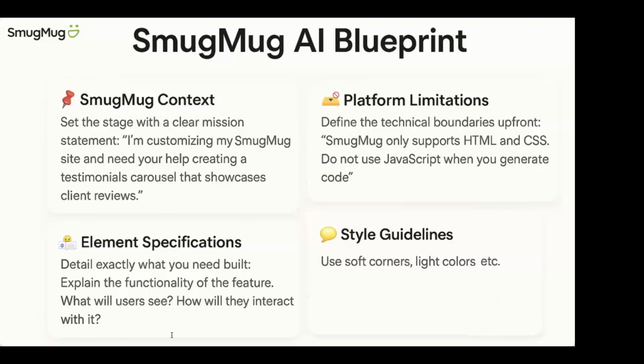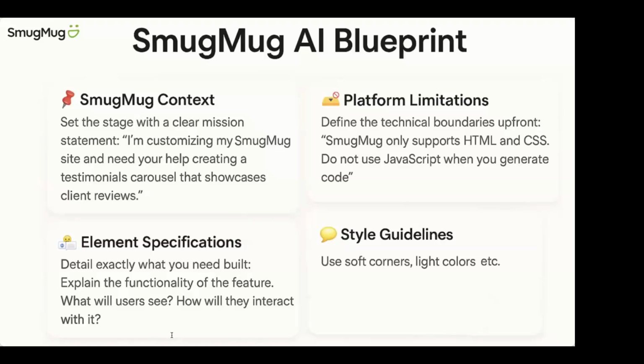Then you want the platform limitations. You want to define the technical boundaries up front. SmugMug only supports HTML and CSS. Do not use JavaScript when you generate code. Then element specifications. Detail exactly what you need built.